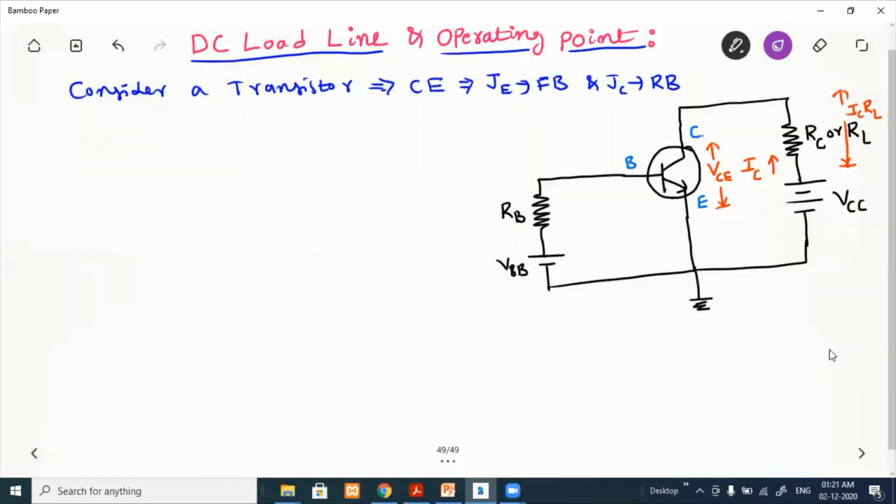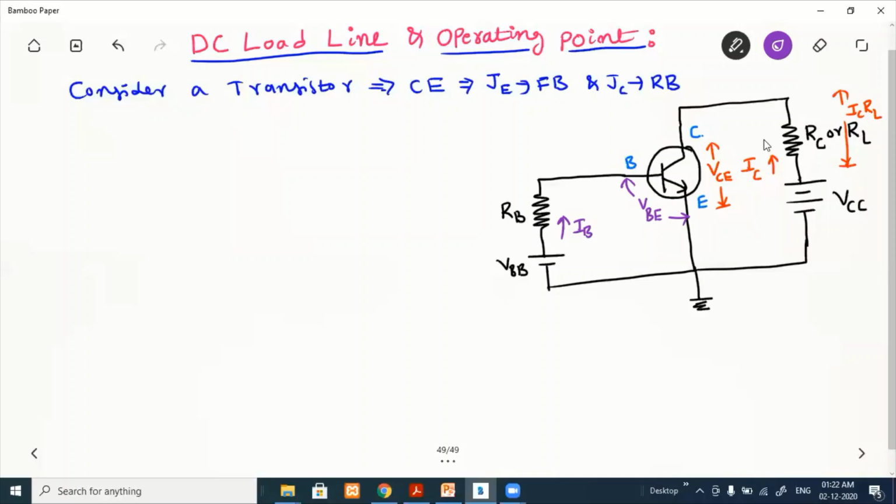Similarly, in the input circuit, there is a battery VBB, and because of this, we are getting some current called IB, and that IB is flowing through RB. So some voltage is dropped across this RB, and the remaining voltage will appear between base and emitter, that is VBE. So with this circuit setup, we can easily obtain the DC load line, and from that we can easily obtain the operating point.